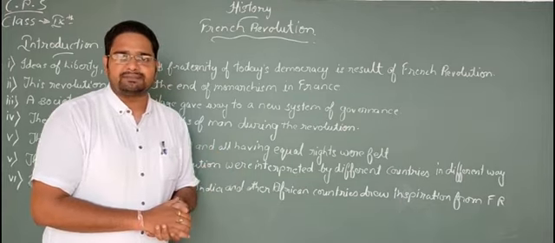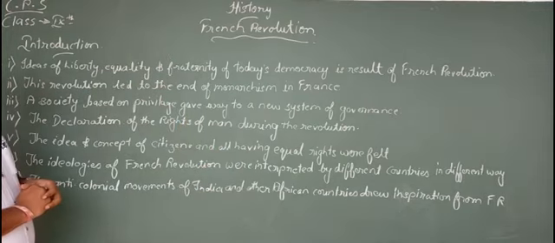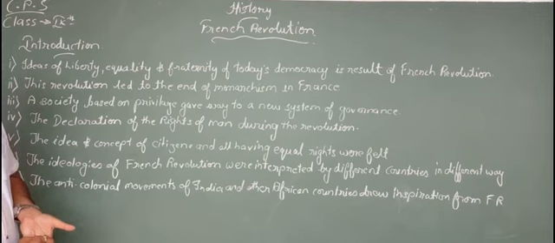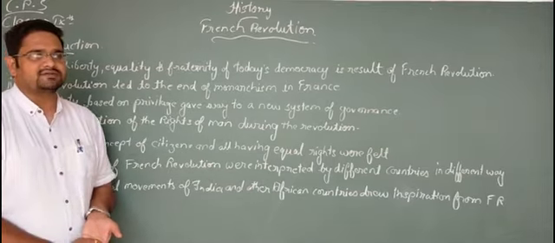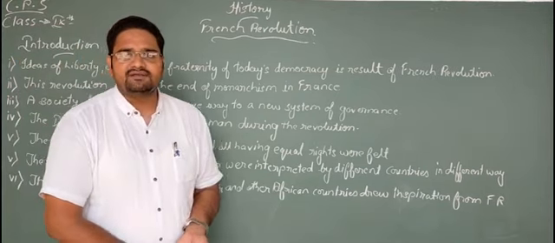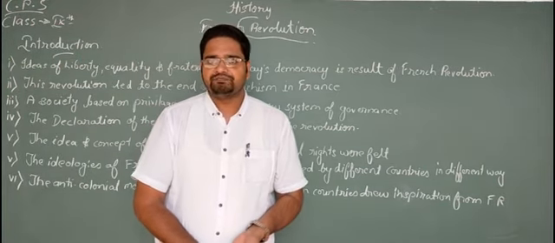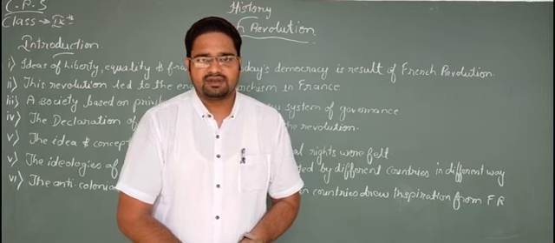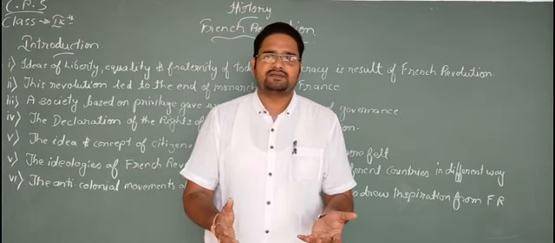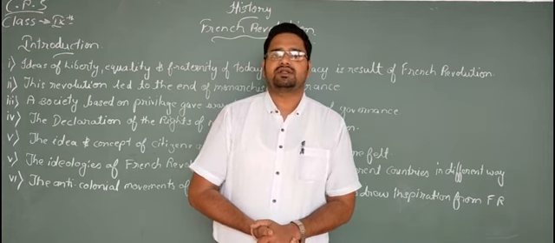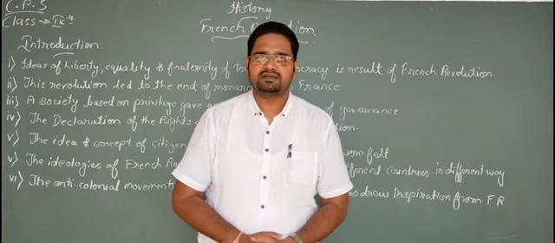As an introduction to this chapter, my first point is that the ideas of liberty, equality and fraternity of today's democracy are a result of the French Revolution. Today we live in a modern democratic world. We enjoy a lot of rights. We have equality, we are all citizens, there is no one above the law, everyone is equal in the law, that you have already studied in class 7th and 8th.